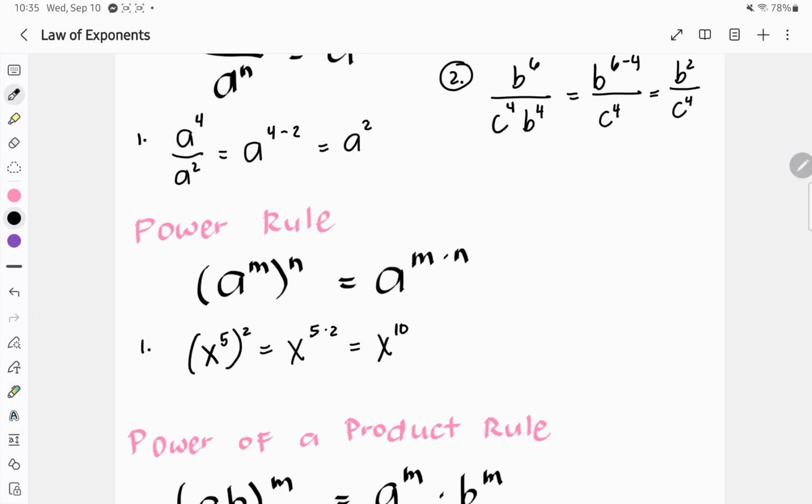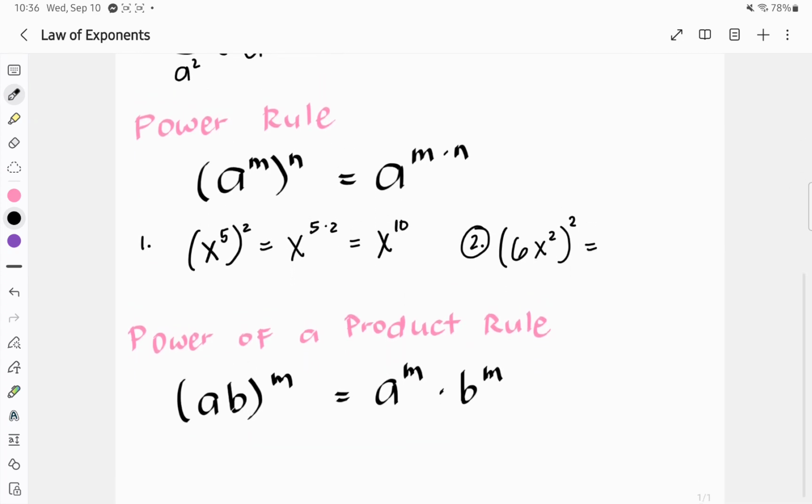What if the given is like this? Let's say you have 6x raised to 2 raised to 2 again. Here, you will use the power of a product rule. So let's go to the power of a product rule. The power of a product rule states that if you have the quantity ab raised to m, that is a raised to m times b raised to m. You have two bases raised to one exponent. So it's like you distribute the exponent to each base.